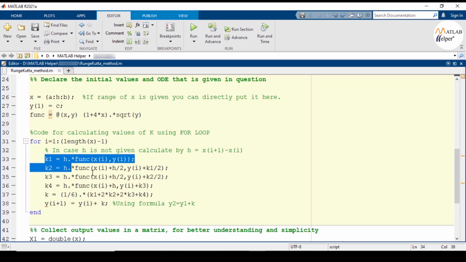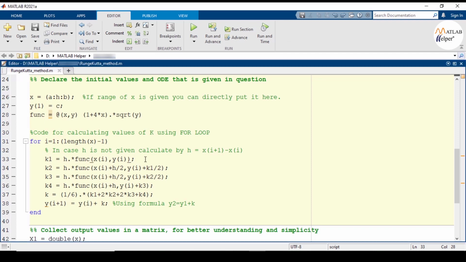So as we have studied in the analytical method, the formulas for k1, k2, k3, k4 and k are now assigned to the variable names same as they are. H multiplied by f of x, y that we have in the analytical method is given in code as func into bracket x of i, y of i. So when the code starts executing, the value of i will become 1 for the first iteration. This 1 value will be put in the place of i at x of 1, y of 1.